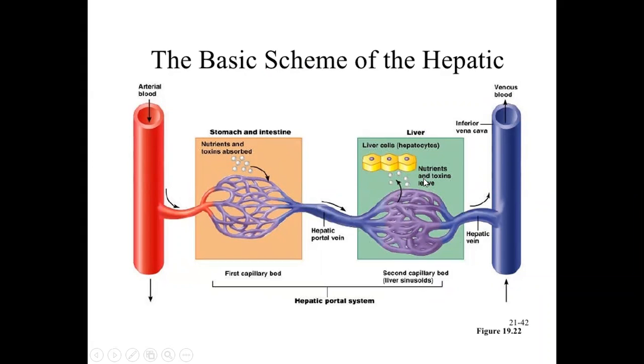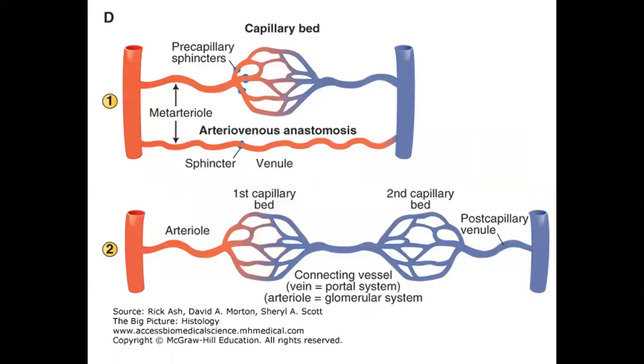Nutrients and toxins will leave, go into the liver cells, the hepatocytes, and then the blood will go into the hepatic vein and later on into the venous blood. So this is the flow, the basic scheme of the hepatic portal system. A portal system usually has two capillary beds, the first capillary bed and the second capillary bed. For example, here we have the hepatic portal system with the first and second capillary beds.